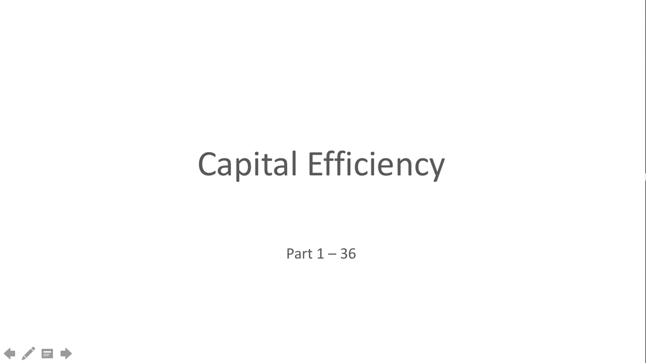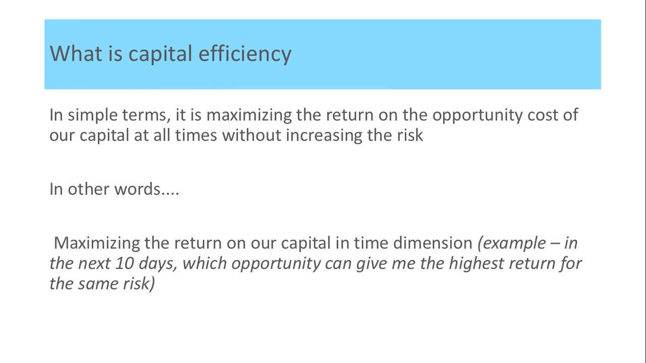Capital efficiency determines what return I will get on the capital that I've deployed for trading. In simple terms, it is maximizing the return on the opportunity cost of our capital without changing the risk profile. In other words, maximizing the return on our capital in time dimension. What do we mean by this?